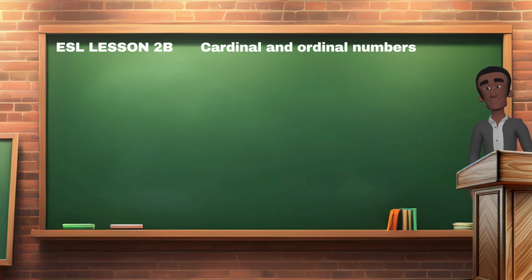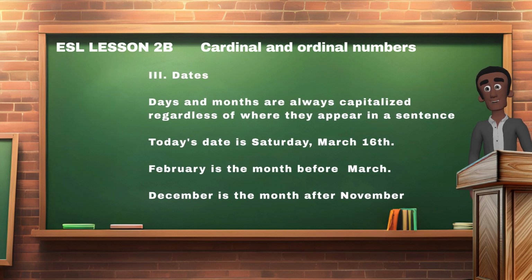Dates. Days and months are always capitalized regardless of where they appear in a sentence. Today's date is Saturday, March 16th. February is the month before March. December is the month after November.